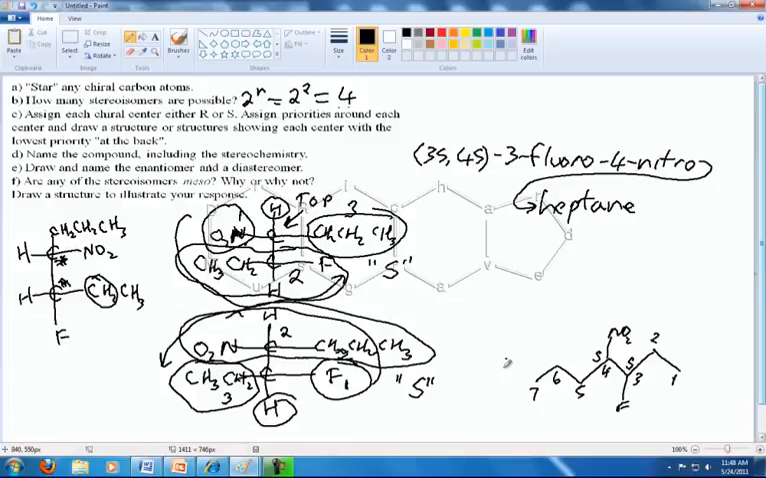Okay, now the next thing we want to do is get an enantiomer and a diastereomer of this compound, and we're also going to name those as well. So the initial compound is going to be 3S, 4S. Now we're going to figure out what the enantiomer looks like. Alright, so I'll erase this down here. I will redraw the compound.